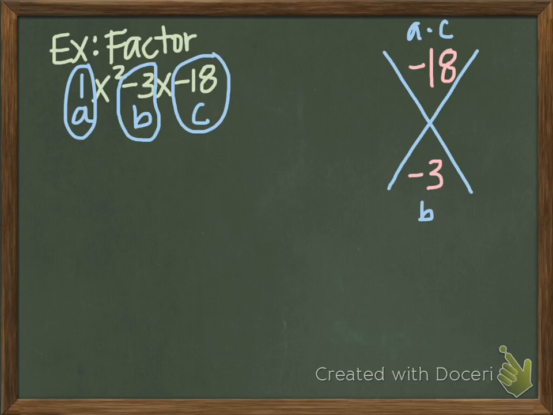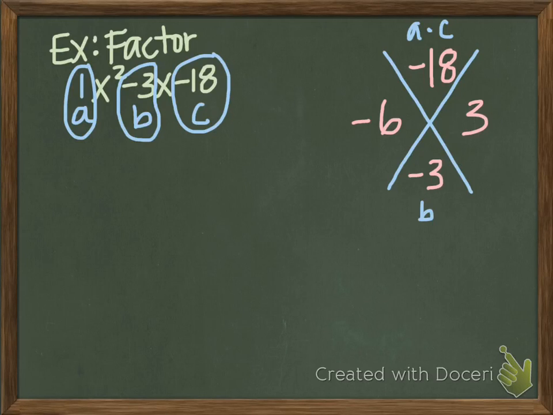So maybe negative 2 times 9. That equals negative 18, but if I add those, I get 7, which is not negative 3. So that's not going to work out. So I got to think of another combination. I know that 6 times 3 is 18. If I made maybe the 6 negative and the 3 positive, those two numbers would multiply to make negative 18. If I was to add those two numbers, I would get negative 3. So you can use your calculator to check the multiplying and the adding if that's not a strength of yours. But these are the two numbers that are going to work. So step 4 is done.